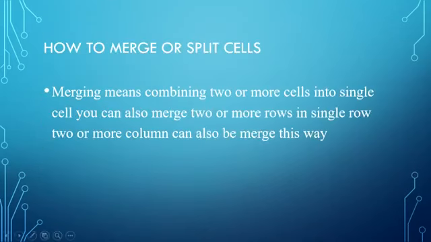Our first topic is given in your book, page number 19. Go to your book, page number 19. Over here you can see how to merge and split cells. What does merge basically mean? Merging means combining two or more cells into a single cell. When we combine two or more cells together and make one cell, it's called merging a cell. You can also merge two or more rows in a single row. In a similar way, two or more columns can also be merged to make a single column.